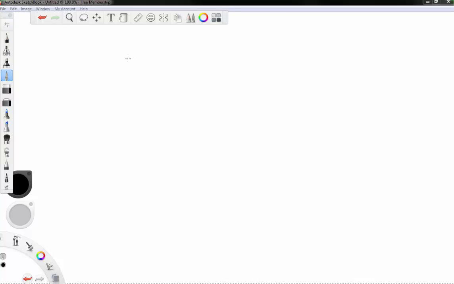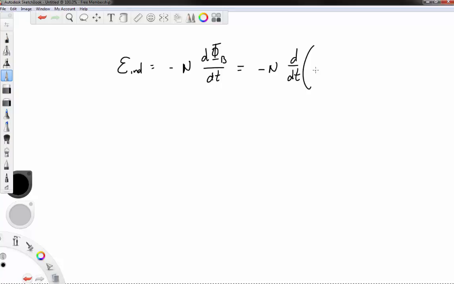Recall that the induced EMF is negative N times d of the flux by dt. So that would be negative N times d by dt of, since the flux is given by B A cosine of omega t, you take a derivative of this. This and this are actually constant, so you're really taking a derivative d by dt of cosine omega t.